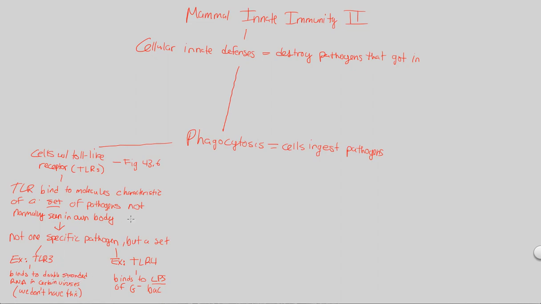This, again, was also a very important discovery, same Nobel Prize, 2011, figuring out this association between TLRs and specific sets of pathogens. So this is very, very recent, these discoveries. Okay, so big deal. We bind to a molecule characteristic of a set of pathogens. What does that mean? I'm supposed to do this. Cells ingest pathogens. How can we possibly do that?